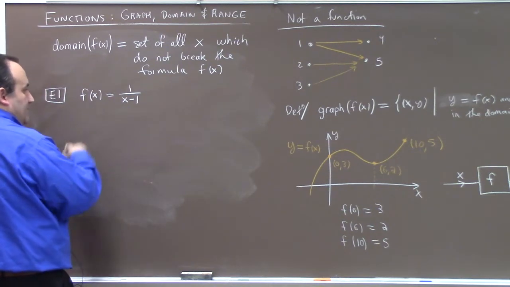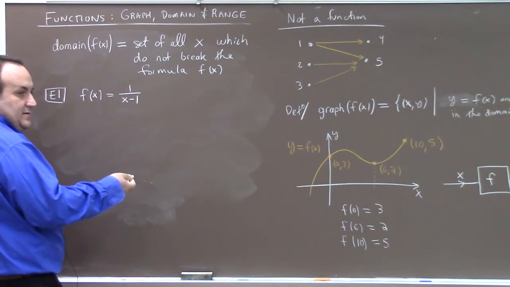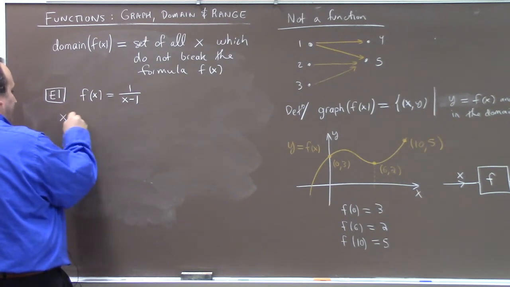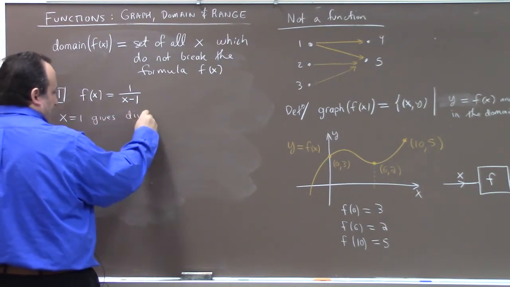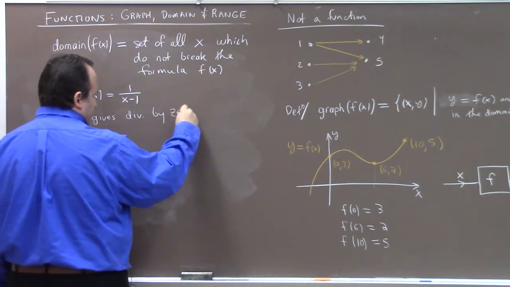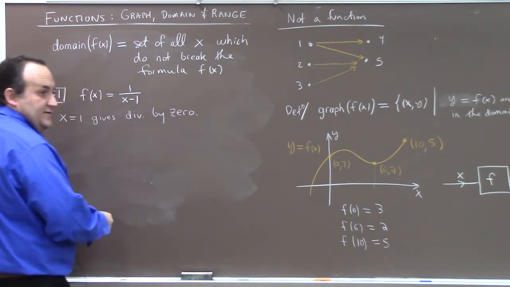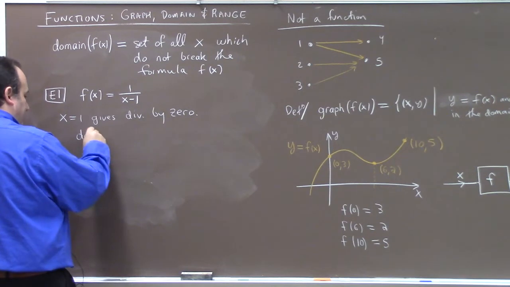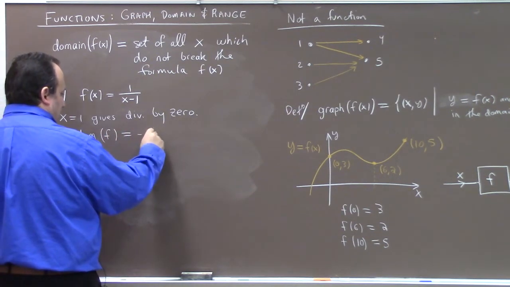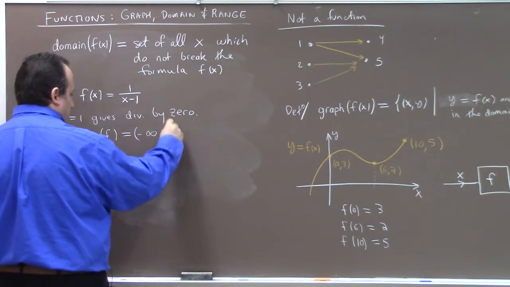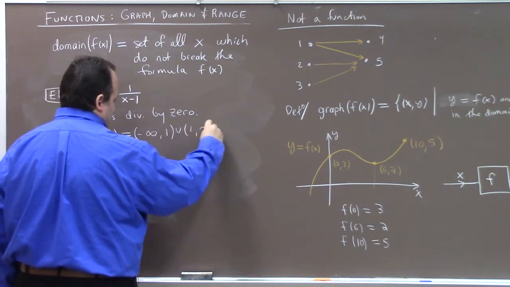What if we try to plug in x equals 1, right? x equals 1 gives division by 0, which is not allowed, right? So the domain of f here is going to be minus infinity to 1 unioned with 1 to infinity.